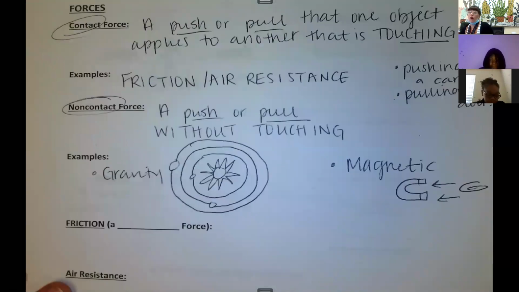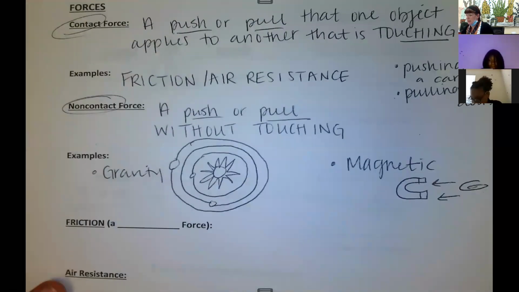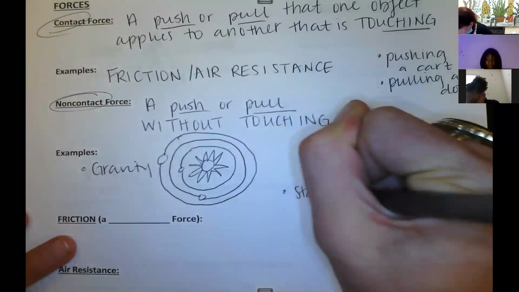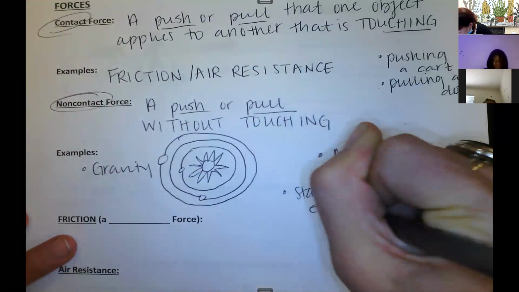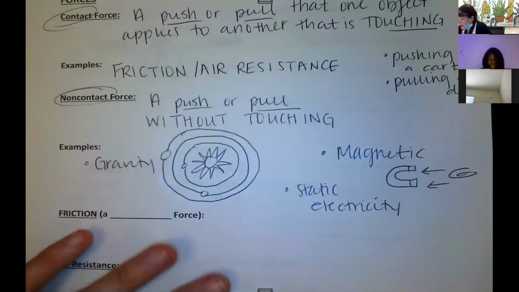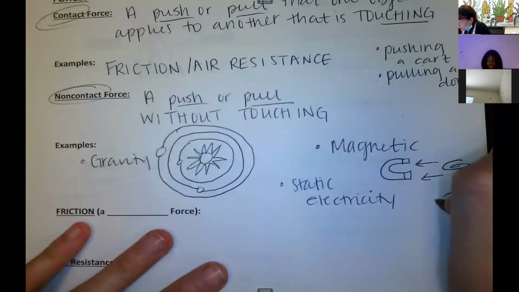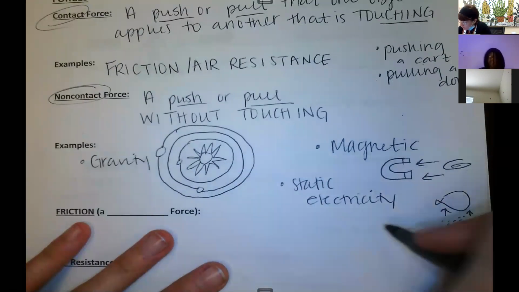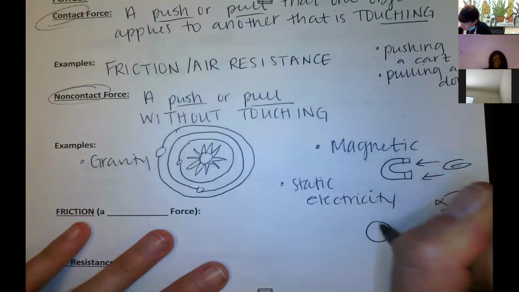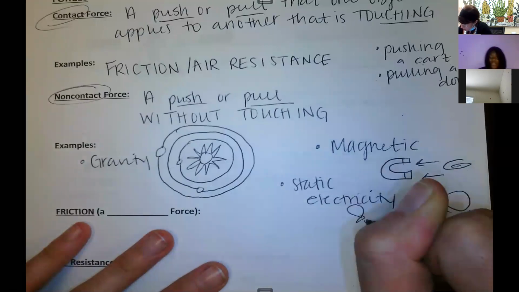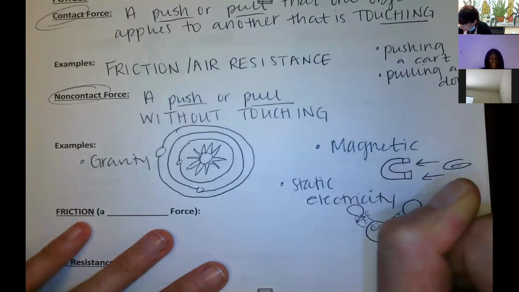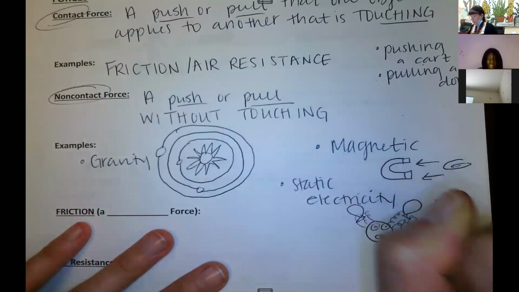I think there's one more. What's the other one that we did in class, Mazzy? Static electricity. And we did that. Remember we had the balloon and then the sugar. And then we had, remember the hair.